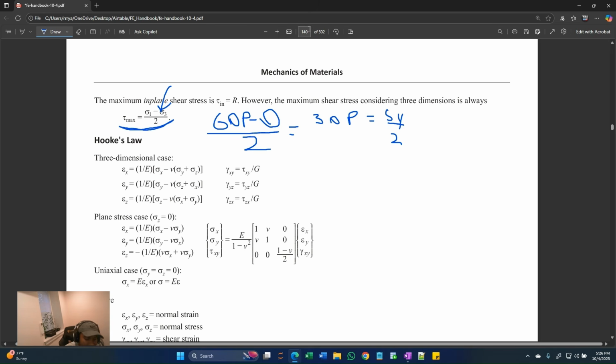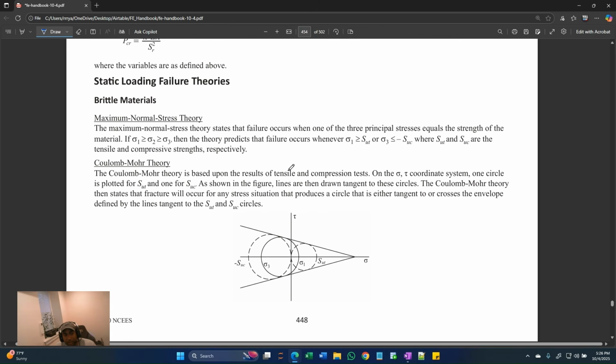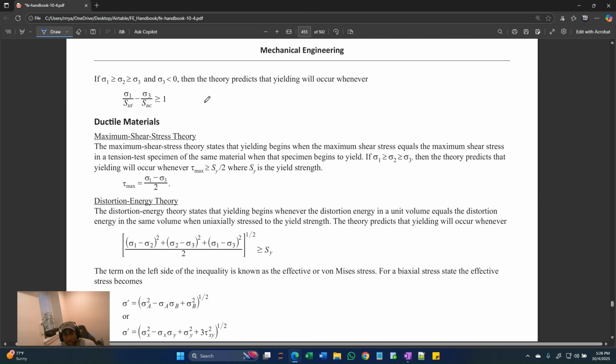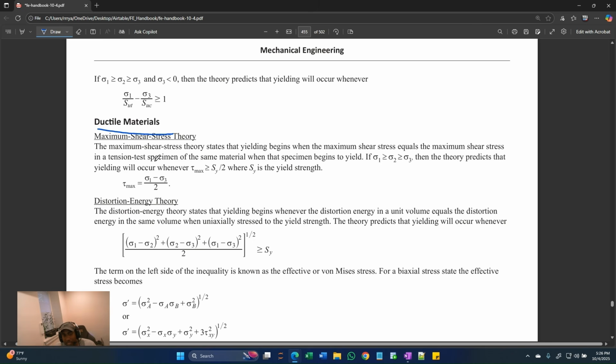And the last one that we need to discuss is the idea of failure theories. And of course, for ductile materials on page 449 of the reference manual, there's mention of this maximum shear stress theory of failure. And they say this, the failure statement, as well as the maximum shear in the body, first minus third principal stress, largest minus smallest principal stress over 2. That's exactly what we did. And we compared that to half of the yield strength or the shear stress at failure in a simple tensile specimen. Okay, let's go ahead and move on to the next problem.